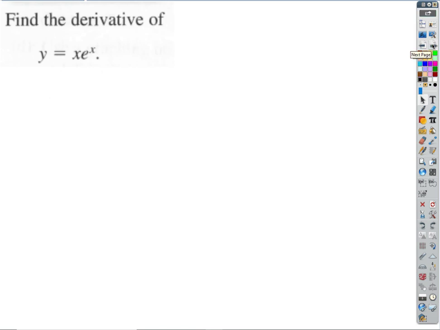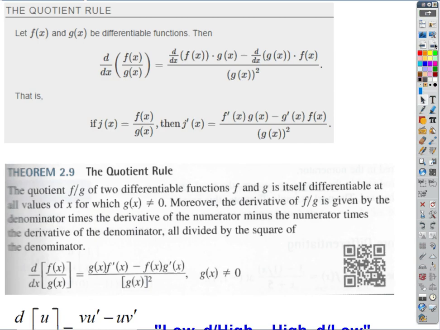Okay, but let's try this one. So there's y. Let's do y prime. So we can mix up the order this time. We've got x, so the first times the derivative of the second. What's the derivative of the second? e to the x plus 1 times e to the x. We don't really need to write the 1, but I'm going to put it there for our notes just so we see that it's a derivative. That's our answer. Yeah. Piece of cake. Okay, so we'll get some more practice with that, but let's move on to the quotient rule.